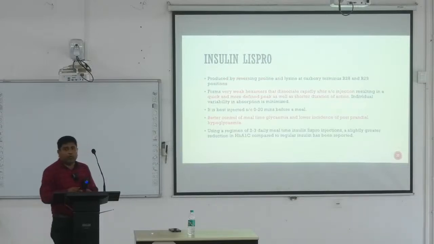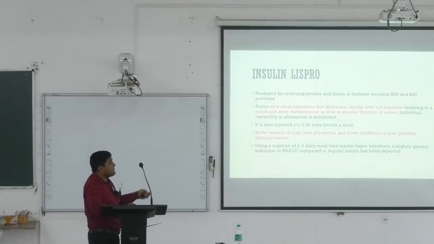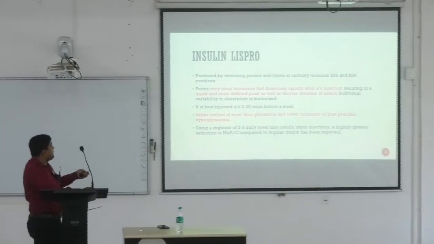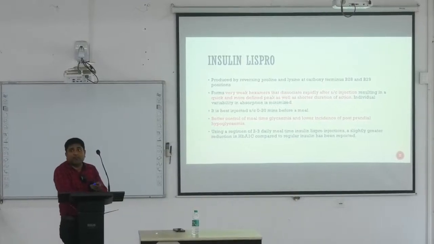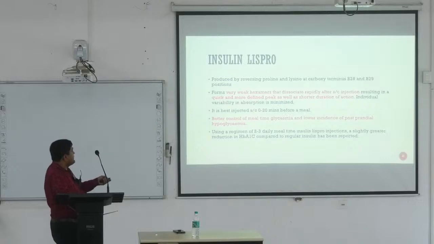In insulin lispro, the B28 amino acid is proline and the B29 amino acid is lysine. They get reversed. So what happens? The hexamers present in normal soluble insulin are very big, whereas these dissociate rapidly, so they are ultra short acting. They result in a more defined peak in a shorter period of action. They are injected 0 to 20 minutes before a meal.